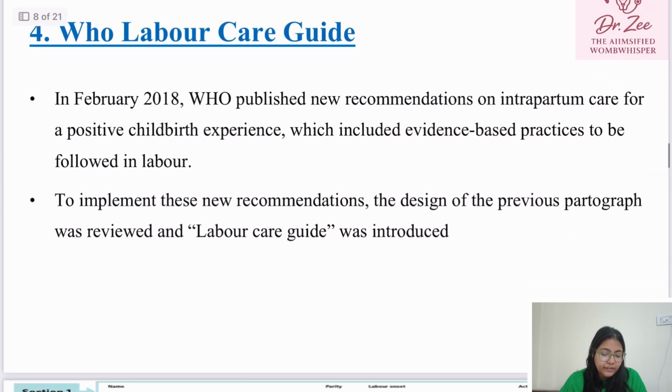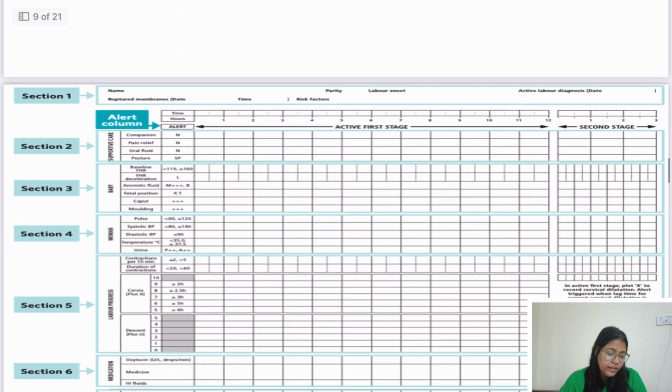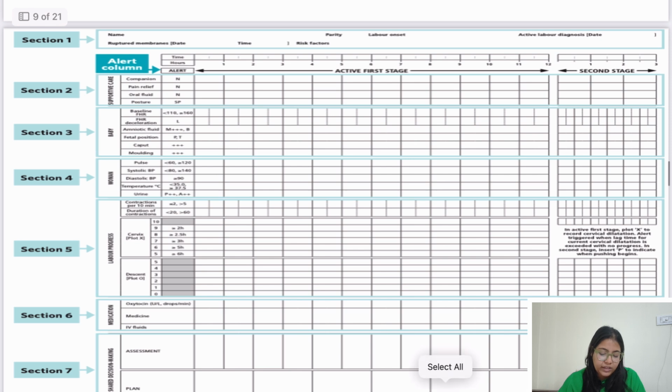Then the latest one we have is the WHO Labor Care Guide. In 2018, WHO published some new recommendations for intrapartum care for a positive childbirth experience, based on evidence-based practice, obviously. Then it implemented some new recommendations based on the above, and the design of the partograph was changed, and now it is called the Labor Care Guide. So it looks like this somehow. It has 7 sections.